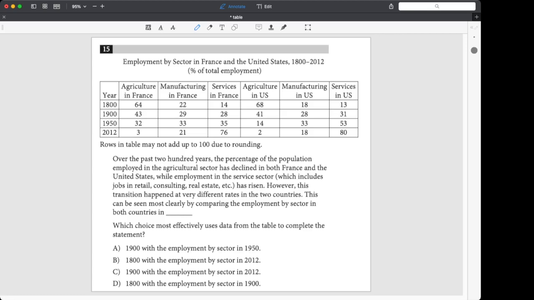So what I like to do first is just say, all right, let me look at the table, try to figure out what's what without memorizing it. We know the title is important. Employment by sector in France and the US in terms of those years, percent of total employment. And we see that there are some columns. We got agriculture in France, we got manufacturing in France, services in France, same things in the US. And we have the years, and we can kind of tell that's the percent of employment in each year.